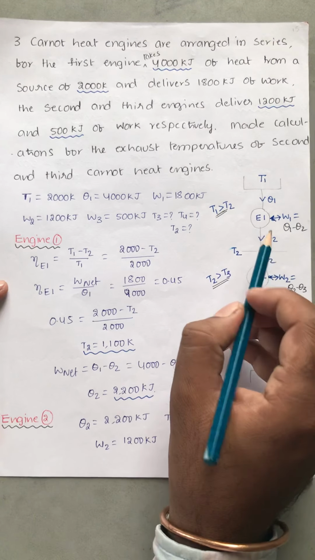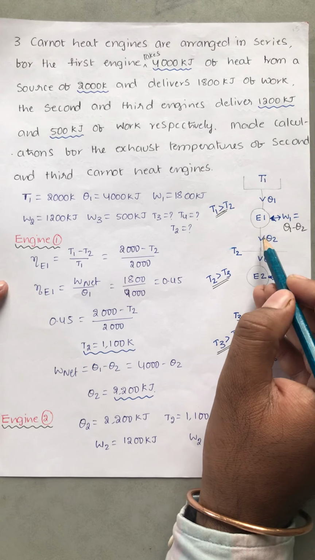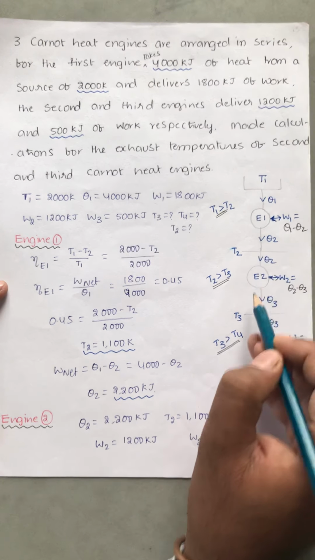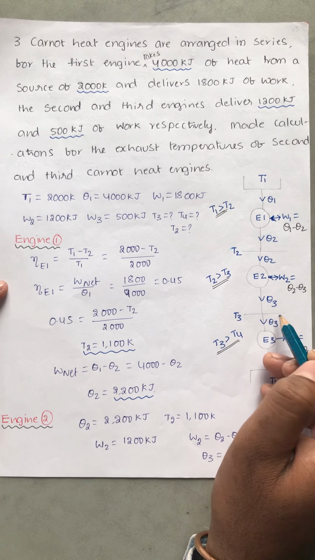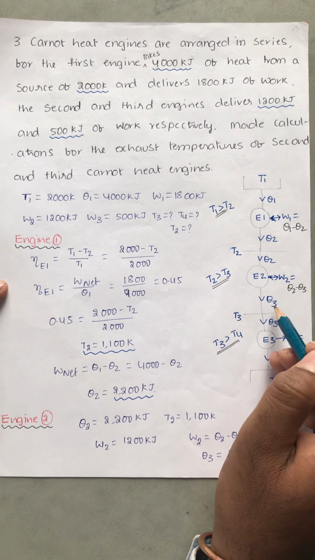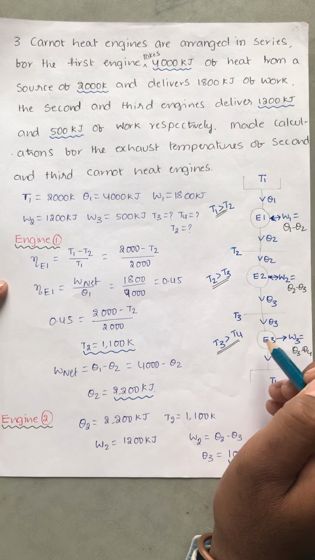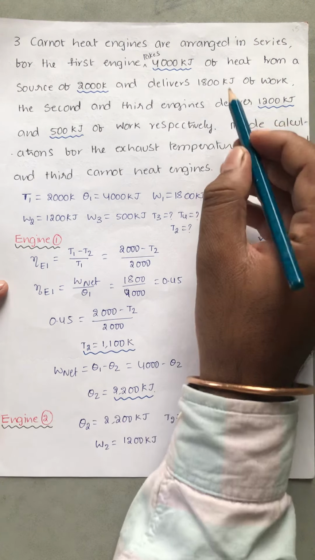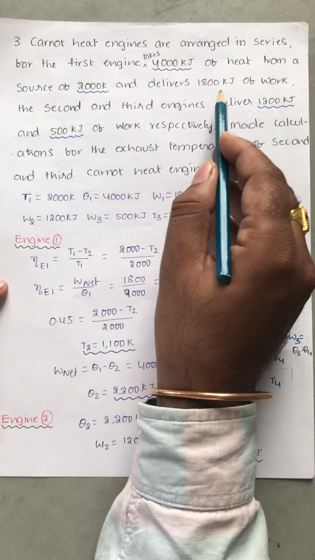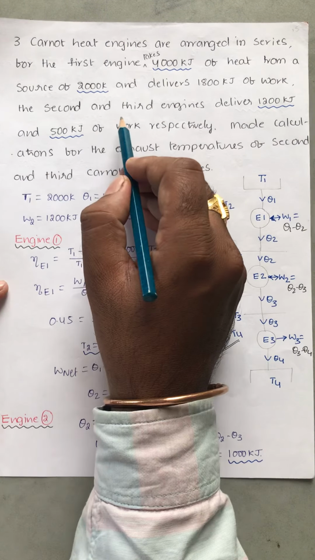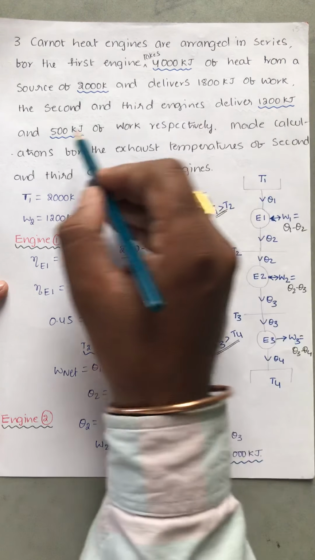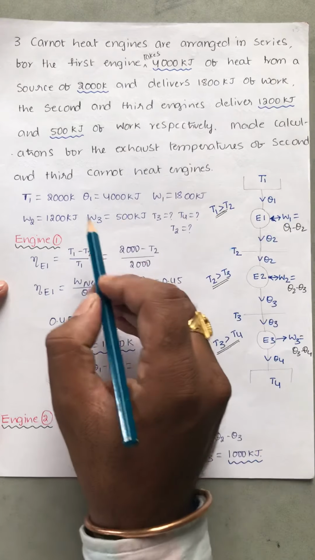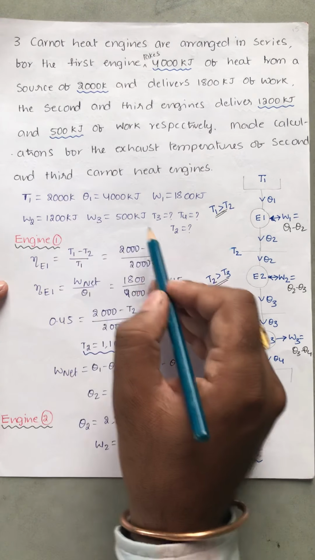See, Carnot engines arranged in series means the exhaust of the first engine is the intake to the second engine, that is Q2 equal to Q2. The exhaust of the second engine is the intake to the third engine, that is Q3 equal to Q3. So that means when the engines are connected in series, this is the order. The second and third engines deliver 1200 kilojoules and 500 kilojoules of work. W2 equal to 1200, W3 is equal to 500 kilojoules of work.